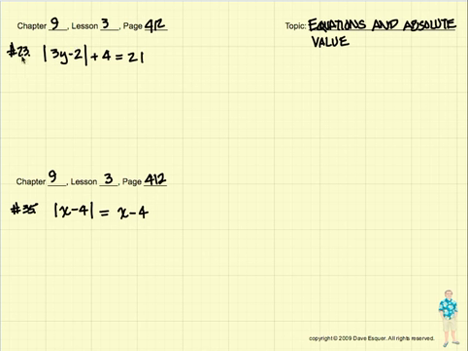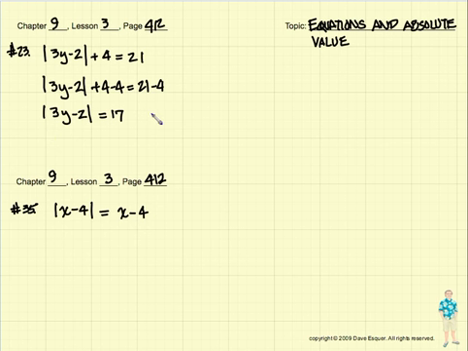So let's begin with the first problem, number 23: the absolute value of 3y minus 2, plus 4, is equal to 21. So what we're going to do is first simplify this. We take the absolute value of 3y minus 2 plus 4, take away 4, is equal to 21, take away 4. So we end up with the absolute value of 3y minus 2 turns out to be equal to, I believe, 17.